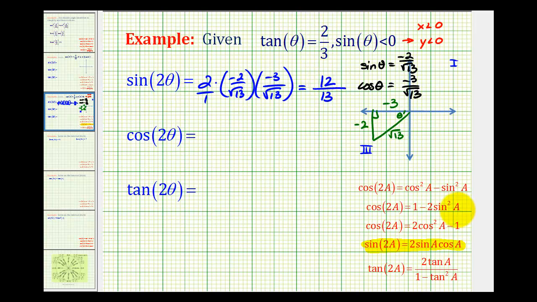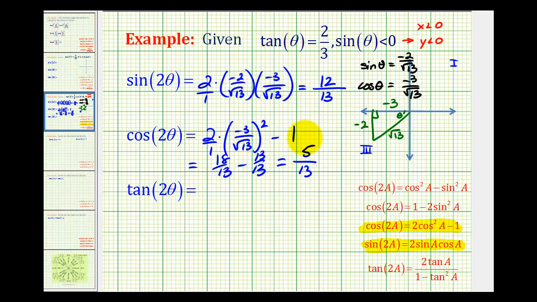Now for cosine 2 theta, we have a choice of identities. Let's just go ahead and use this one here that involves cosine theta. So cosine 2 theta is equal to 2 times cosine theta squared minus 1. So we'll have -3 over square root 13 squared. Let's go ahead and put this over 1. Let's go ahead and start by squaring this. We're going to have 9 over 13. So 9 over 13 times 2 over 1 is going to be 18/13 minus 1, which is 13/13. So we have a common denominator of 13, and 18 minus 13 is equal to 5. So cosine 2 theta is equal to 5/13.